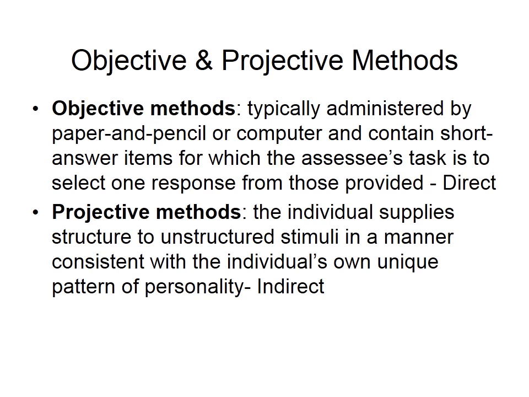So when we're talking about personality measurement, we have to quantify or categorize the tests into two broad categories. The first is objective measures. They're typically administered by paper and pencil or computer. There are a bunch of short answer items, and they're used to assess. The assessee's task is to select one response from those provided. So it's a direct measure of personality.